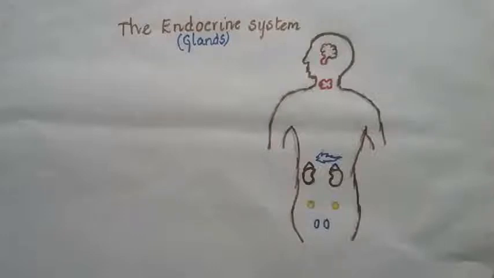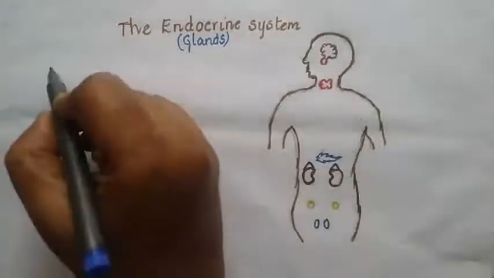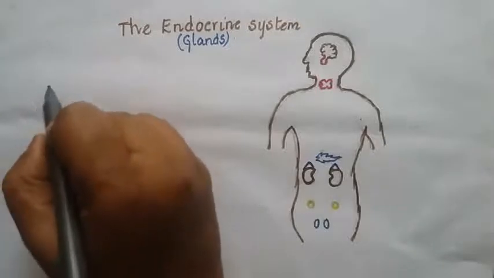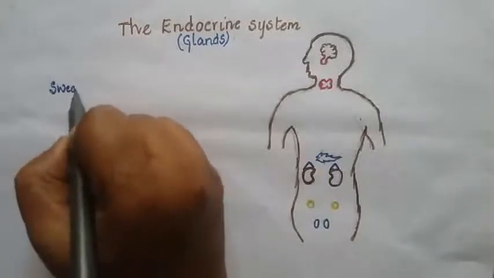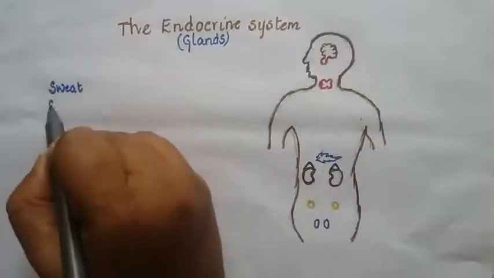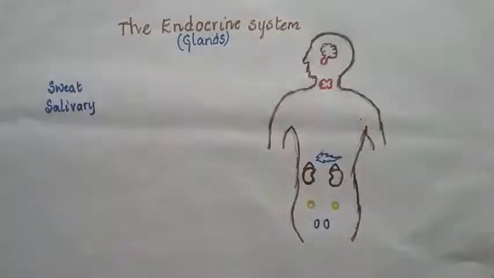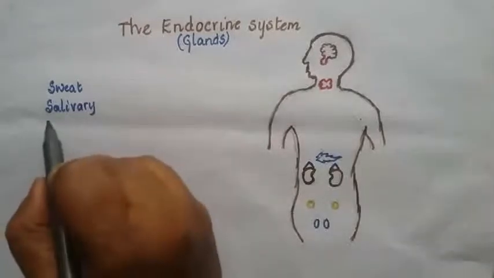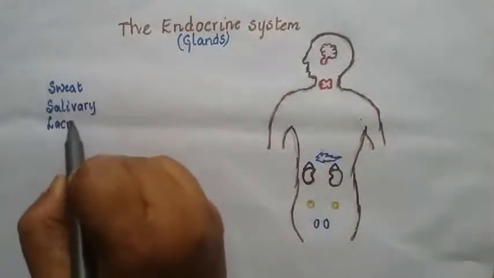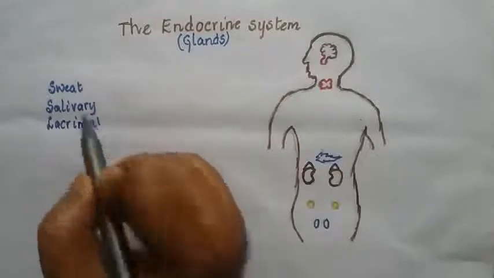Now, let me differentiate the glands that you have learnt in the earlier years and the endocrine system, which comprises the endocrine glands. I think in the earlier year we have learnt about the salivary gland found in the oral cavity, and the sweat gland in the skin. Then we recently learnt about the lacrimal gland found in our eyes.